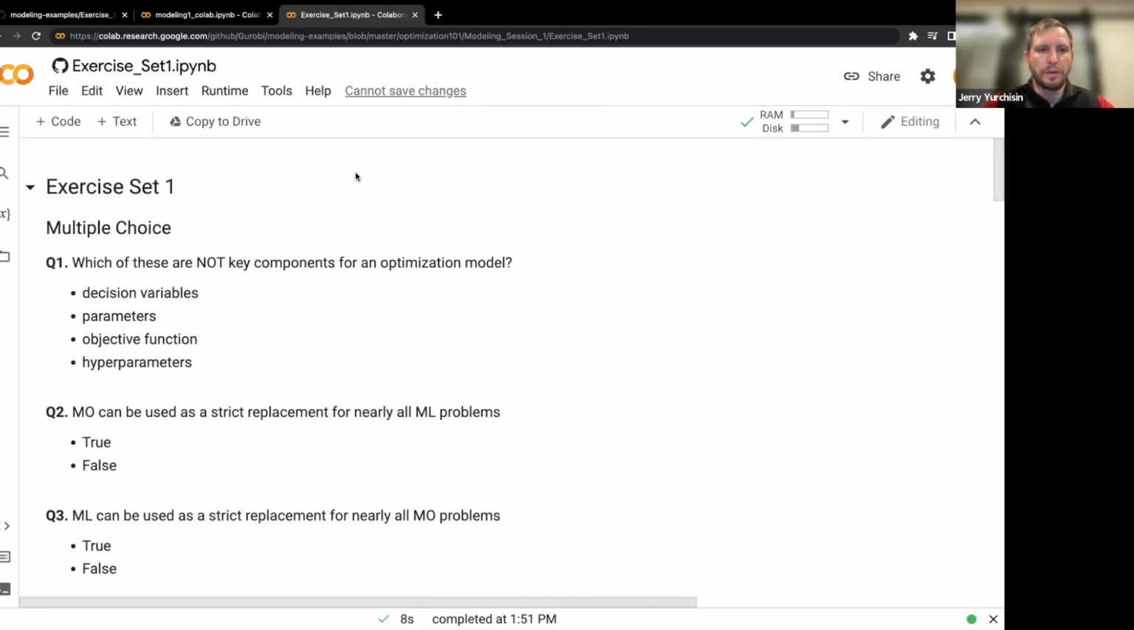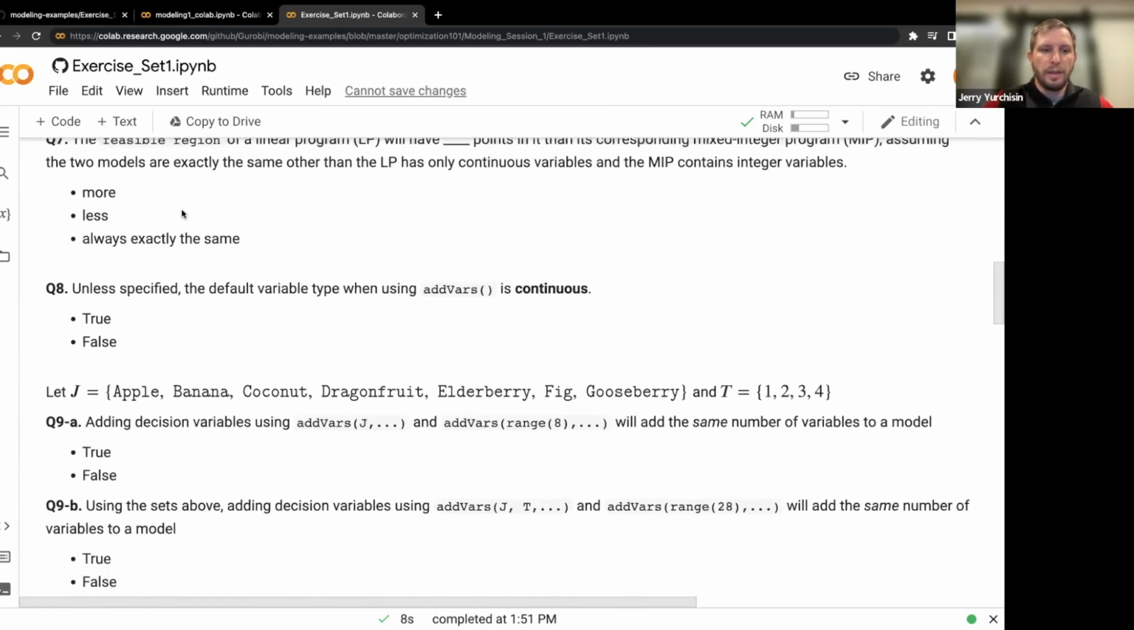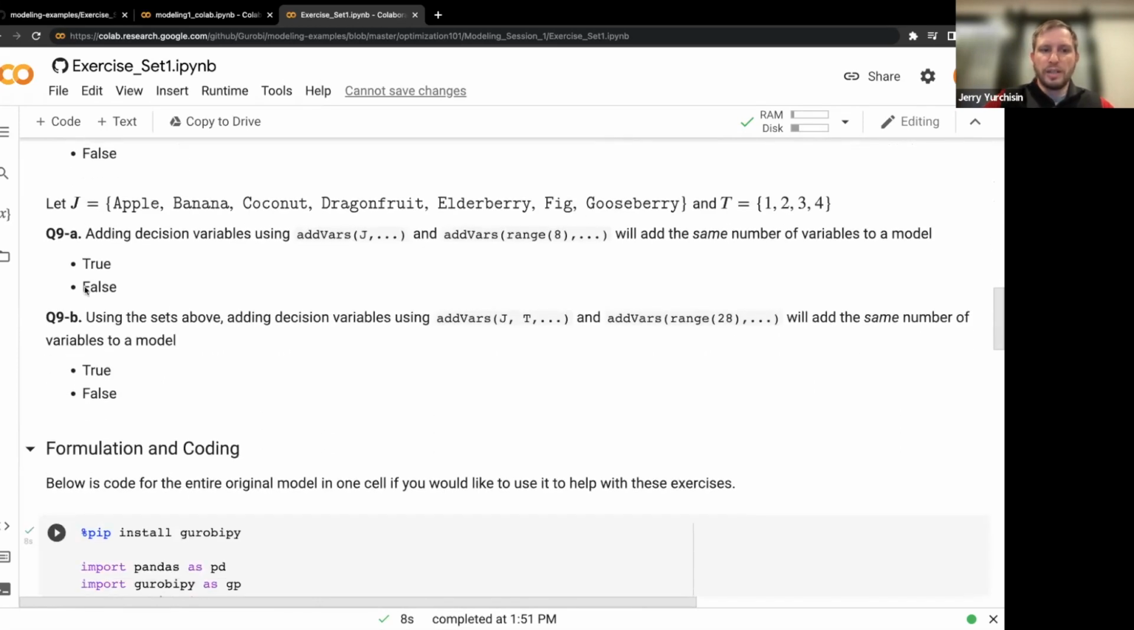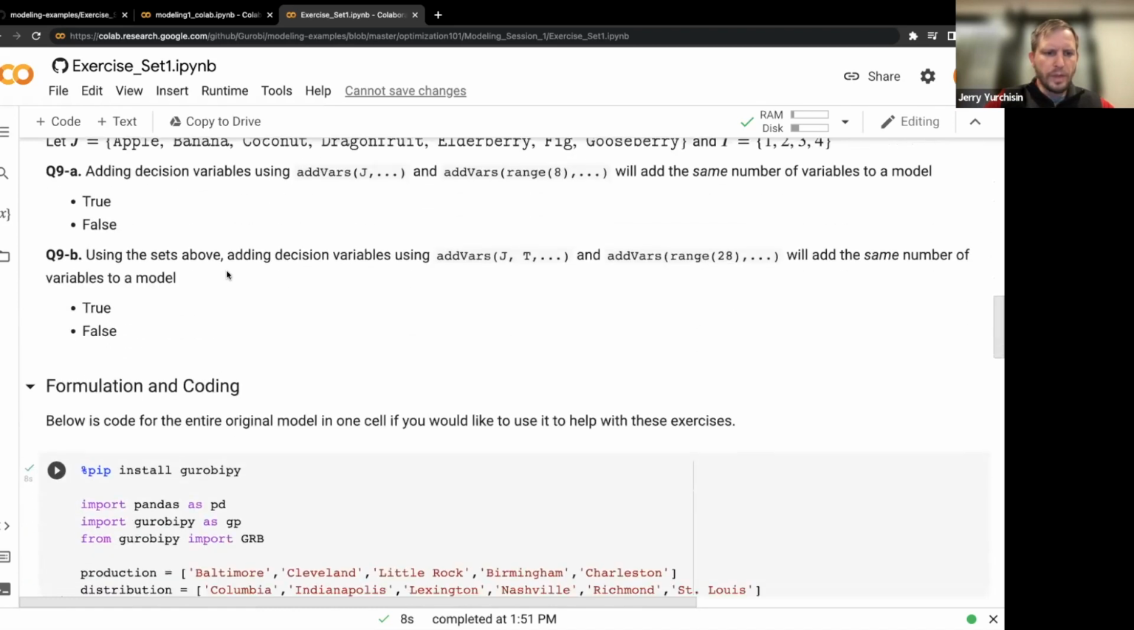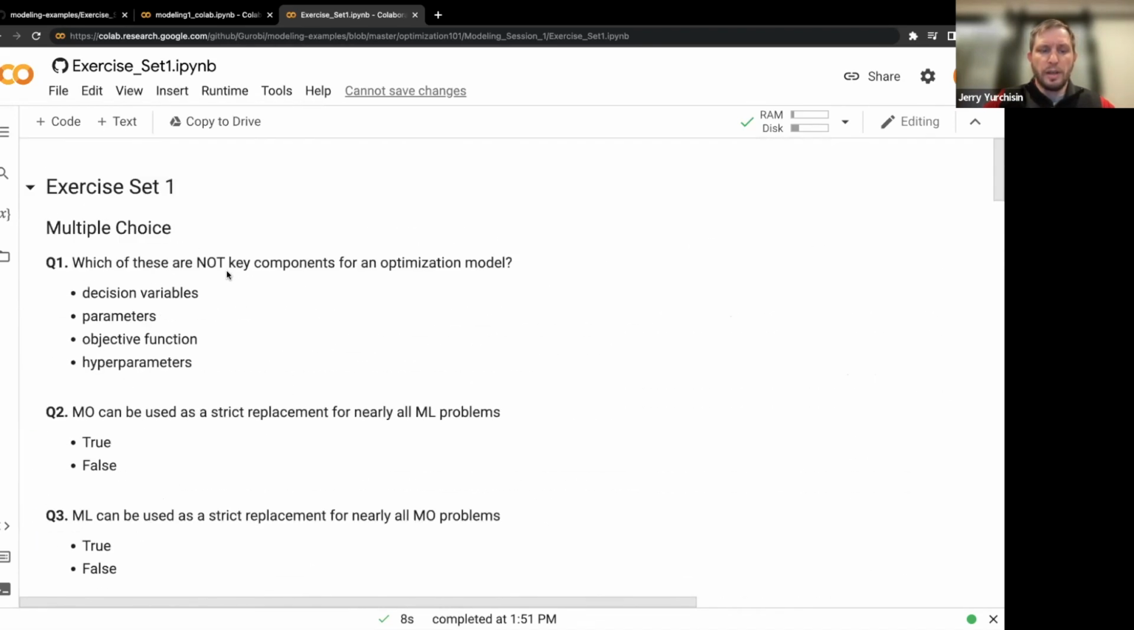I'm going to give you about 10 to 15 minutes to go over the multiple choice questions. If you're quickly scrolling through them, there are essentially 10; question 9 has 2 parts. I want you to take your time to go through each of these and select the answer you think is correct, giving you enough time to read the questions and give them proper thought.